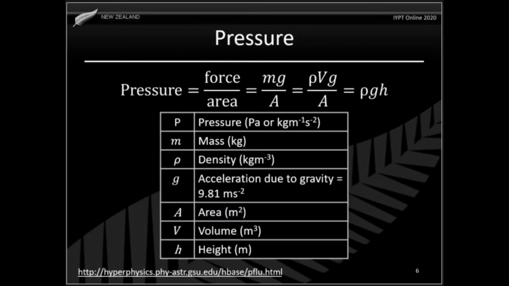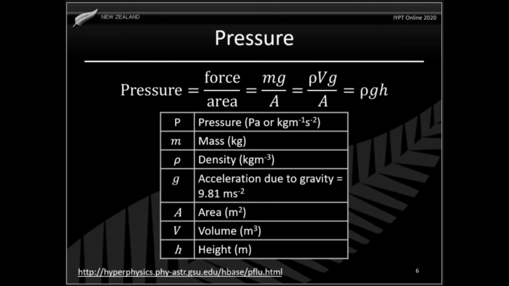The most important concept for the bowl sinking is pressure. Pressure is given by the force over the area distributed over. For fluids, we can write the mass for the weight force in terms of density and volume, giving the formula for hydrostatic pressure equals density times the acceleration due to gravity times the height of the fluid.